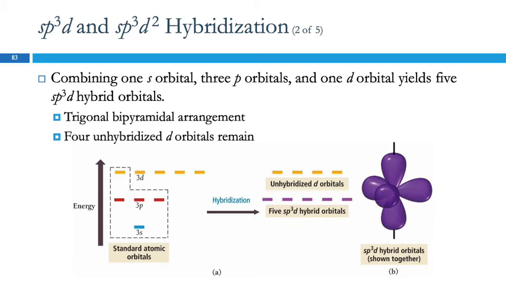How do you know that you need 5 beds? You look at the Lewis structure and count the number of electron groups. So if we need 5, we're going to hybridize the S, 3 of the P's, and 1 of the D's. And we're going to get 5 hybrid orbitals. They are the same shape, just different orientation. And so they're going to do what 5 balloons do. Trigonal bipyramid shape. They're going to spread out into that shape. Those unhybridized d orbitals are just going to sit there.